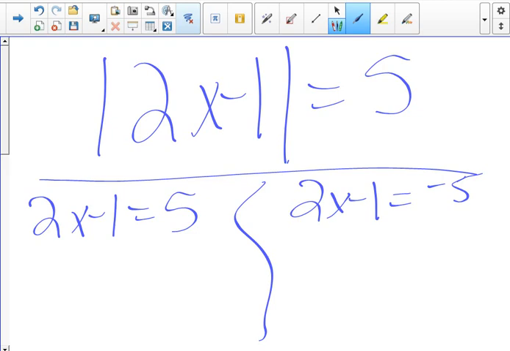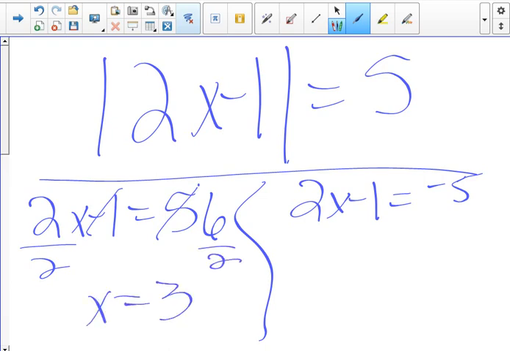Okay. Now solve both sides. So again, use your solving skills. So add 1 to each side, and we've got a 6 over here. And then divide each side by 2, and you have x equal 3. Over here, add 1 to each side, and we get a negative 4. Divide each side by 2, and you get a negative 2. So x equal negative 2.